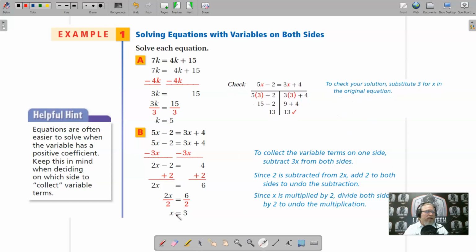If we look at this, we see we take this x equals 3. Then we take the equation here. You see it right here: 5x minus 2 equals 3x plus 4. Wherever there's an x, we're going to plug in that solution of 3.